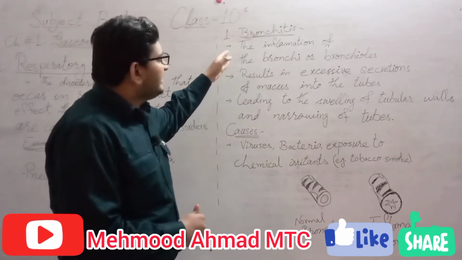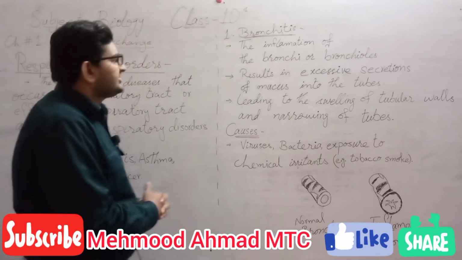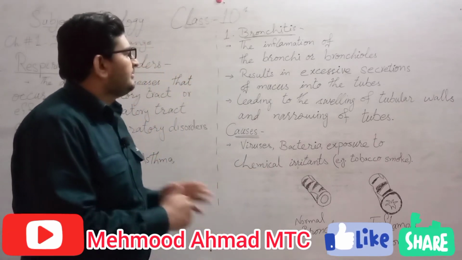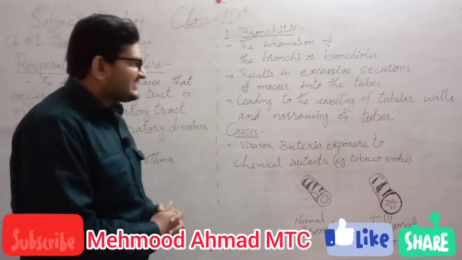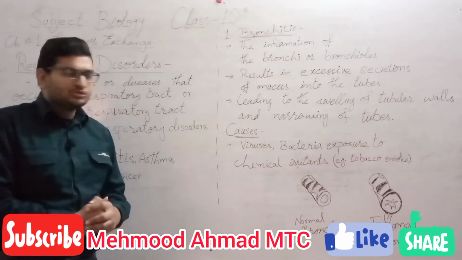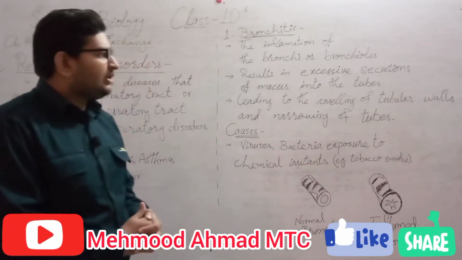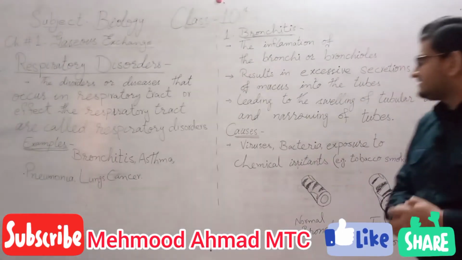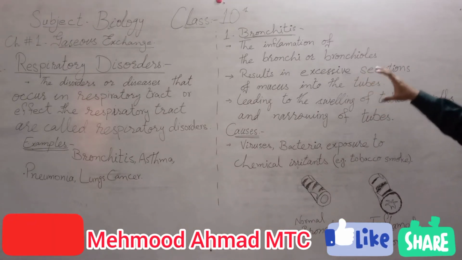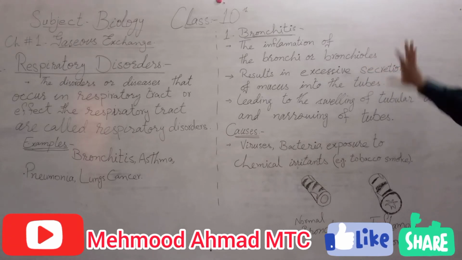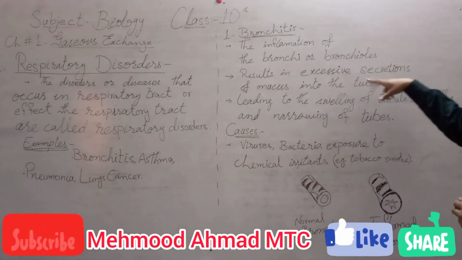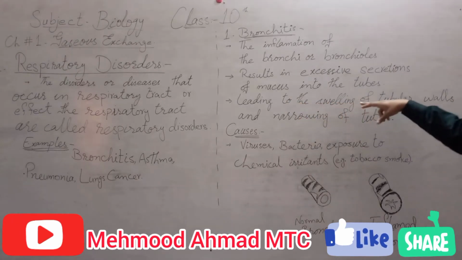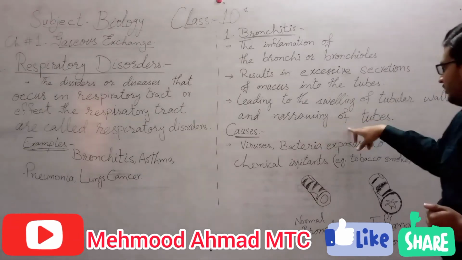So basically, what is bronchitis? It is a disease in which there is inflammation of the bronchi or bronchioles. It results in excessive secretions of mucus into the tubes, leading to the swelling of tubular walls and narrowing of tubes. So in this disease, the very first symptom is the inflammation of the bronchi and bronchioles. The second thing is excessive secretion of mucus into the tubes, leading to the swelling of tubular walls and narrowing of tubes.